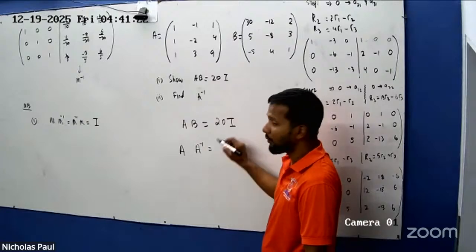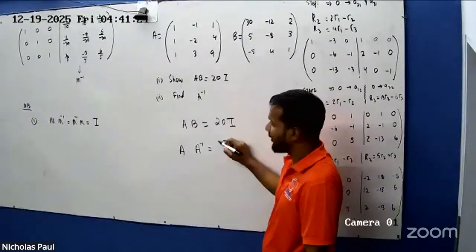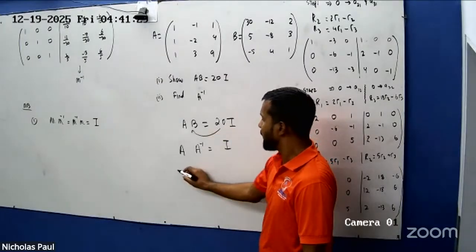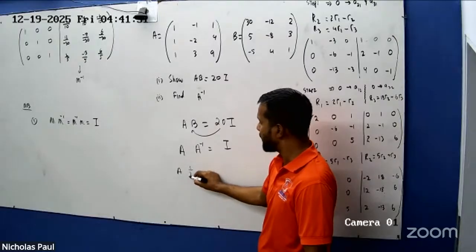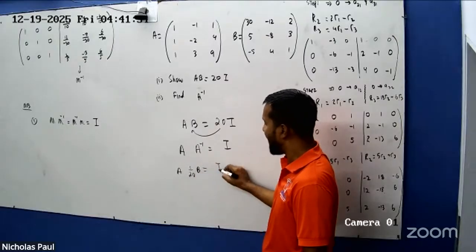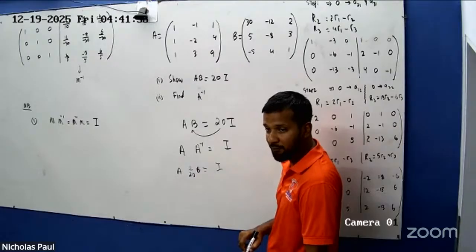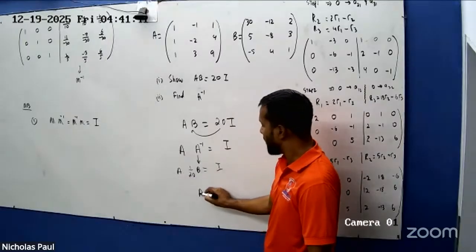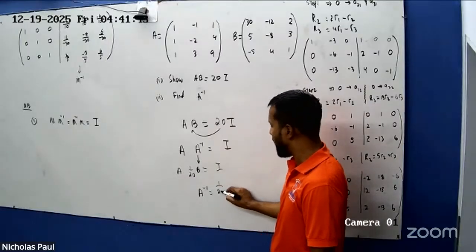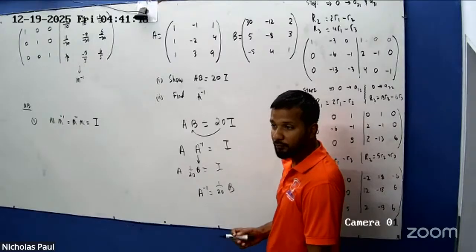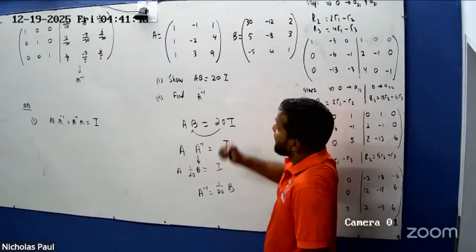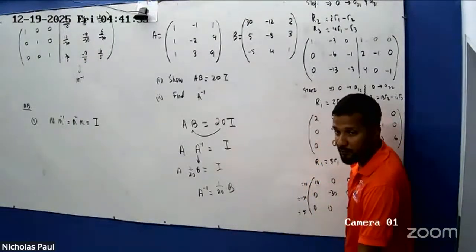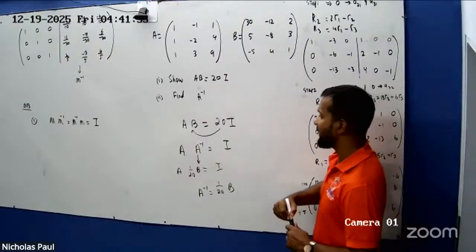Very good, Vinesh. Take 20 and move 20 here. You will end up with A by 1 on 20B is equal to I. That's okay? So now what do we have? We could compare. So you could say that A inverse is 1 on 20. So if a question gives you something like this, it's very easy to find the inverse. But you have to get something like this.